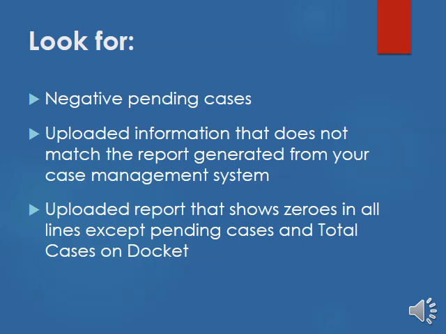Look for instances where there are negative pending cases. These reports will also be out of balance. Remember that the only place where you can place a negative number on the report is in the docket adjustment line. Look for those reports that you upload and the report from your case management system doesn't match what was submitted, or it shows all zeros except for the pending cases line, and make sure you contact your vendor or local IT staff to get it corrected.